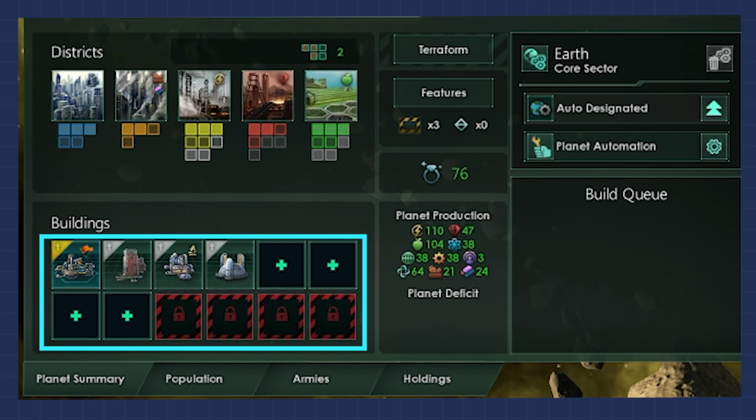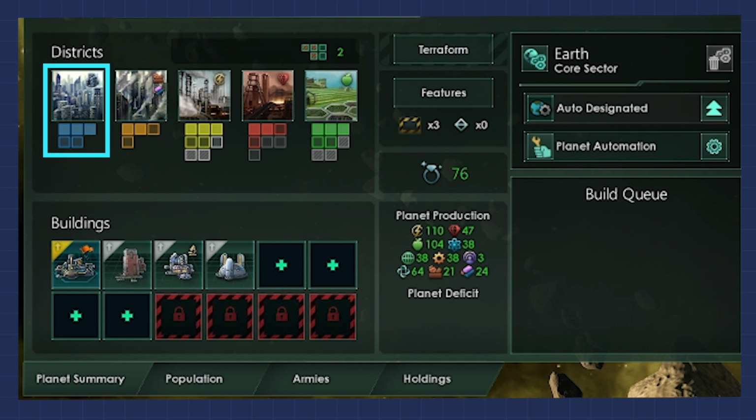Building slots are unlocked by upgrading your capital building. Every planet has a capital building, and every city district you build gives you a building slot. There are certain technologies and traditions that unlock additional building slots.